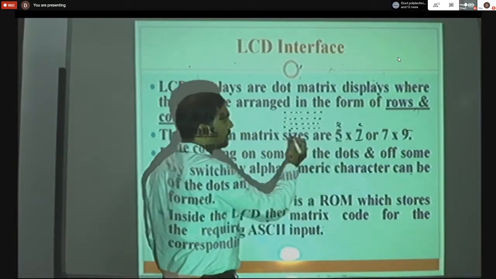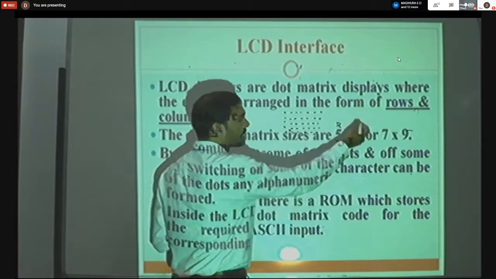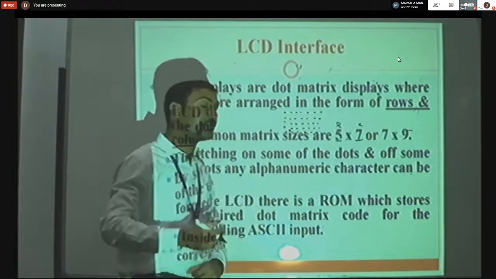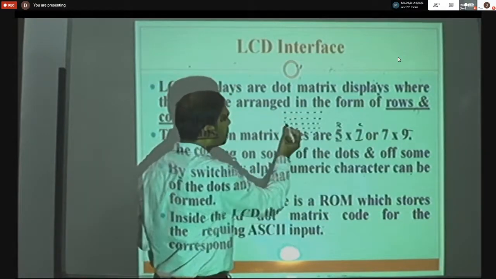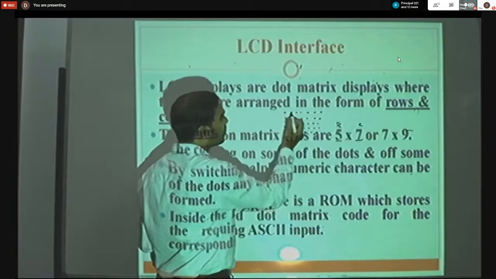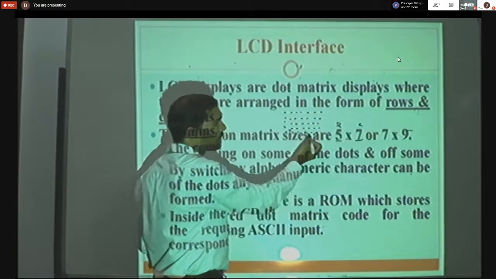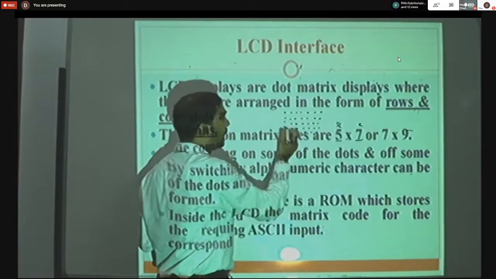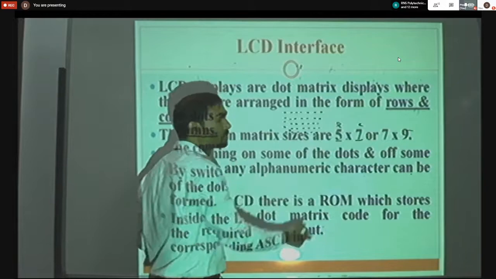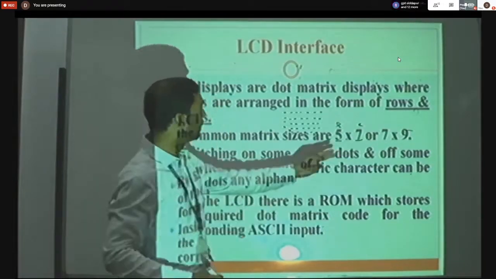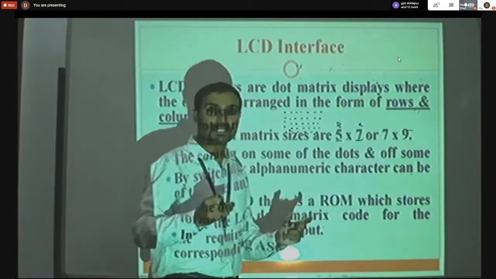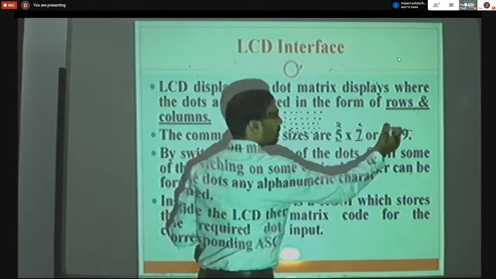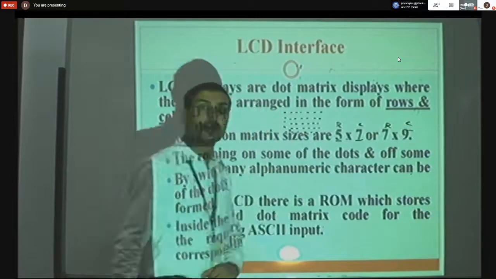5 into 7 is nothing but there are 5 rows and there are 7 columns. Just imagine 5 rows of dots, 7 columns of dots. For example, here, see 1, 2, 3, 4, 5, 5 rows are there. 1, 2, 3, 4, 5, 6, 7. This is the best example for the 5 into 7 dot matrix display or 5 into 7 LCD display, where 5 rows are there and 7 columns are there. Like this, it is arranged. So if you want a lengthier display, then you can go to the 7 into 9, where 7 rows and 9 columns are there.